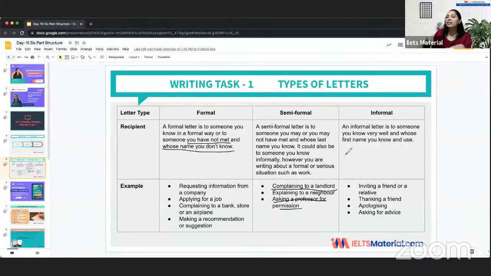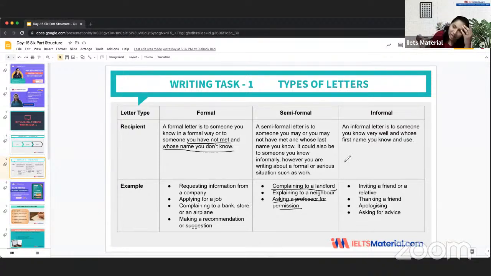So only in that case you can write it, or you can consider it as an informal letter. But generally, when we talk about the question types, you can definitely get a question like, write a letter to your friends, or write a letter to your uncle. The relatives case is very rare. Generally, you get questions related to writing a letter to your friend. So that is considered an informal letter.